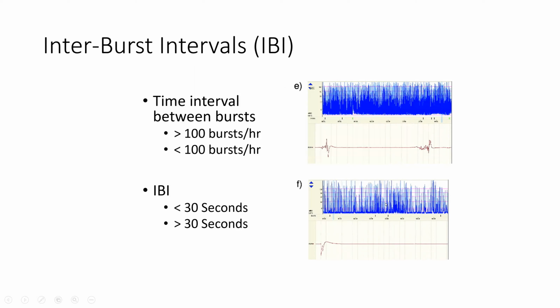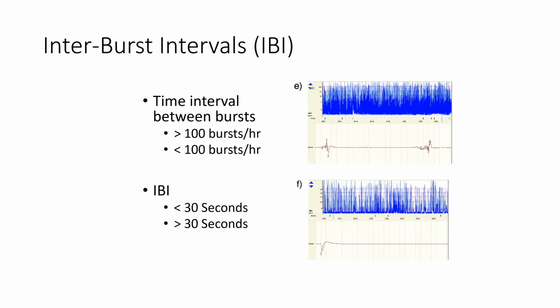Then you have down here, you have those gaps again. So the gaps between the bursts are longer, the bursts are further and further and further apart. So IBI, interburst interval, greater than 30 seconds or less than 30 seconds. So that can be a way to define it. Or you can look at the number of bursts per hour. And again, using technology, we can count these.